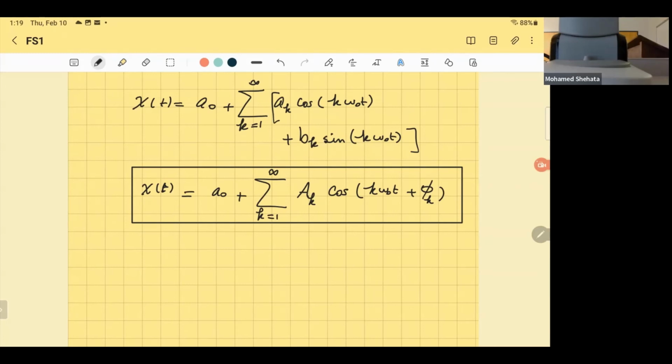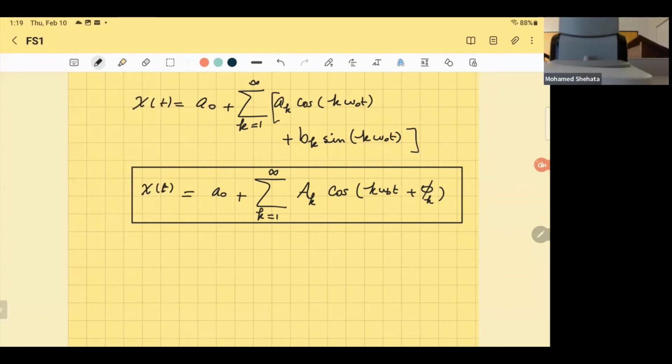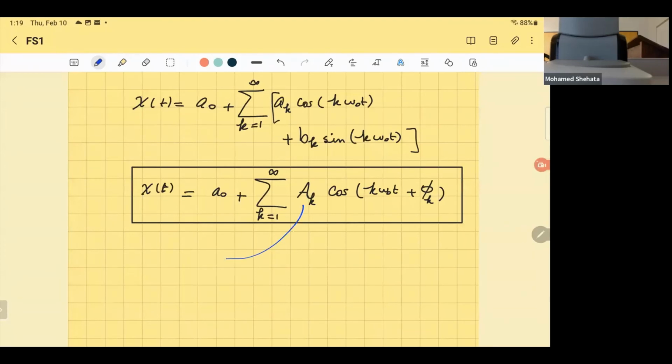But now you might ask, what is the value of A? Well, the value of A, of course, depends on a_k and b_k, the small ones. The value of A_k, what do you expect?